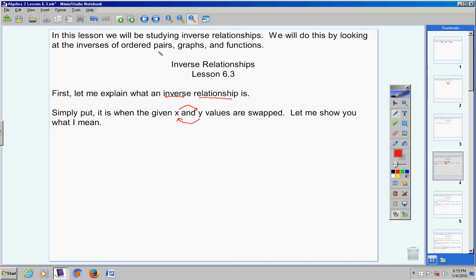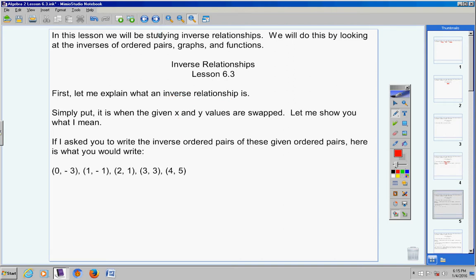Okay, let me show you what I mean. Write down these 5 ordered pairs, please. Now I'm going to keep going. If you need to pause the video, that's fine. But if I asked you to write the inverse ordered pairs of these given ordered pairs, here's what you would write. Now this is really, really difficult, so please pay close attention, okay?